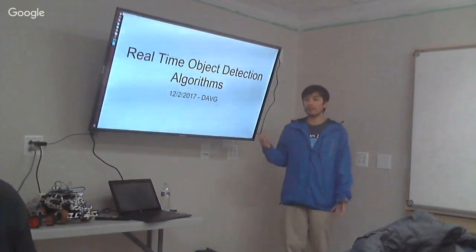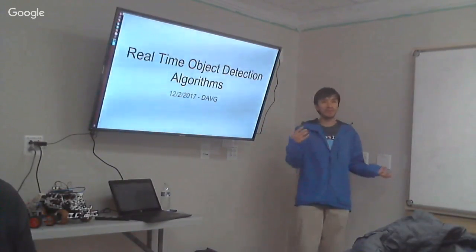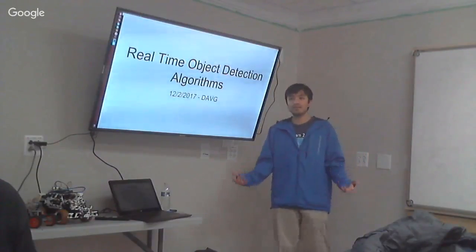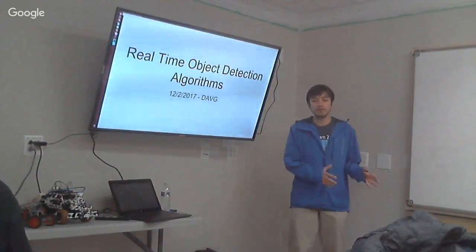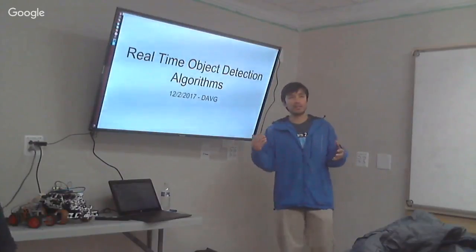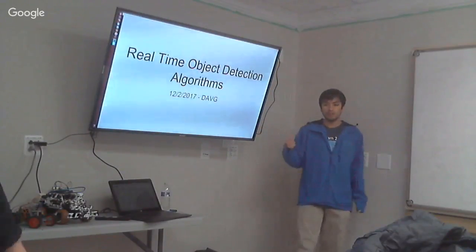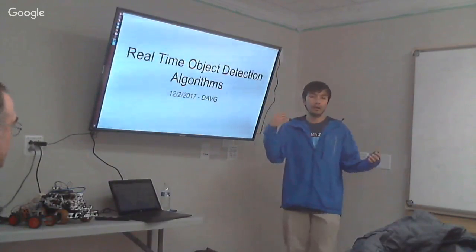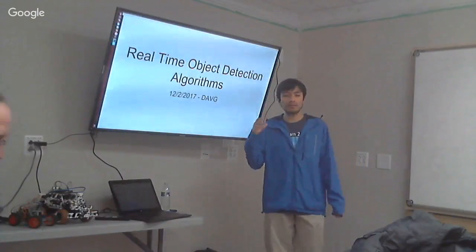Presentation on real-time object algorithms. So you've probably heard of things like YOLO, RCNNs, and things like that. And I just want to give an overview of what these algorithms are, so that when we decide to apply them, it might be a good idea.